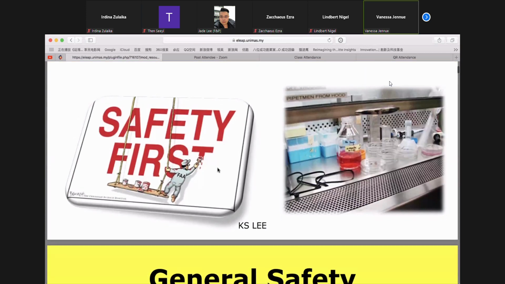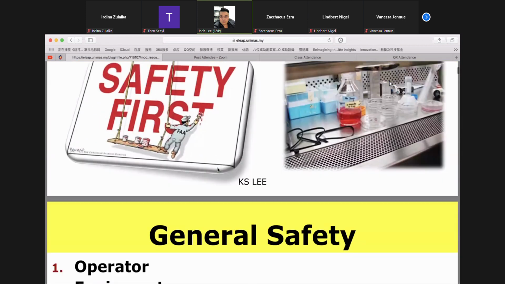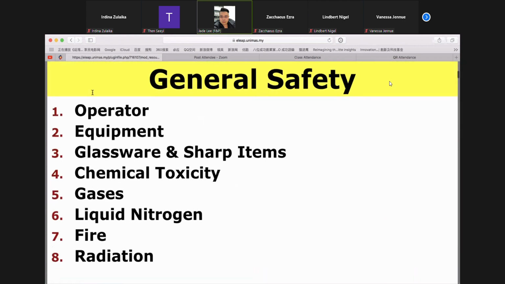Yes, doctor. Okay, as a user of the lab, the utmost important thing for you is your safety, and also your colleagues' safety. So for the general safety: the apparatus, the equipment, the glassware, and all the sharp items, the chemical toxicity, the gases, the liquid nitrogen, the fire and radiation. These are all the general safety issues that may arise if you don't deal with them properly.